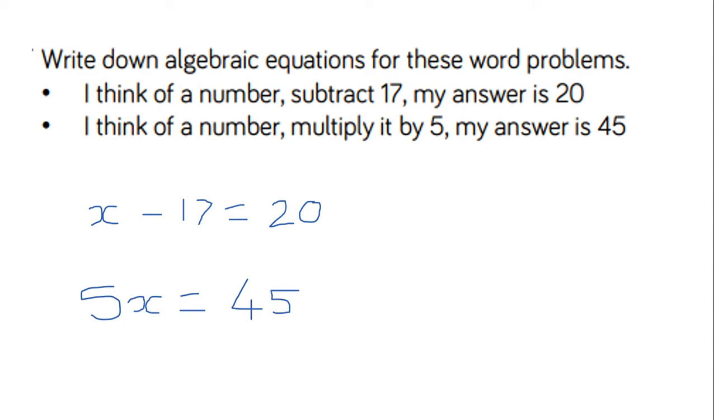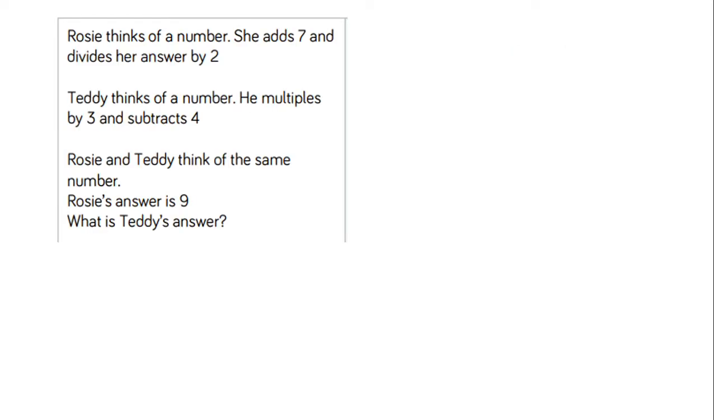The second one, I think of a number again, X, I multiply it by 5. I remember to write that as 5X, and then my answer is 45. That's how we write it as an equation. Well done if you've got those ones right. Okay, on to the next question.